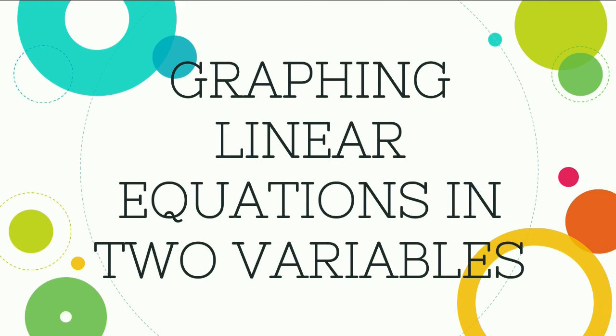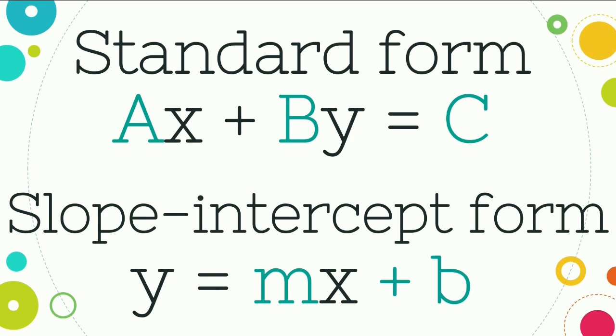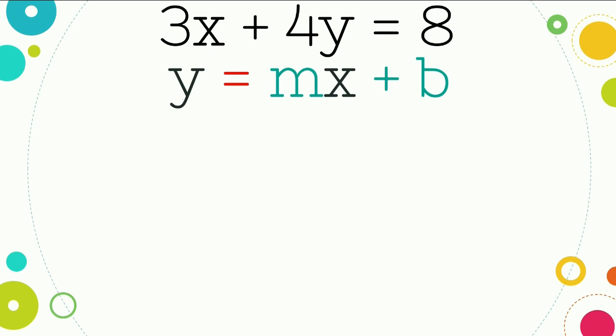After going through this lesson, you are expected to write the linear equation ax plus by equals c in the form of slope-intercept form y equals mx plus b and vice versa. And also, graph a linear equation given any 2 points, the x and y intercepts, and the slope and the point on the line. Let us have first equation which needs to be changed to slope-intercept form, then identify the slope and y-intercept.